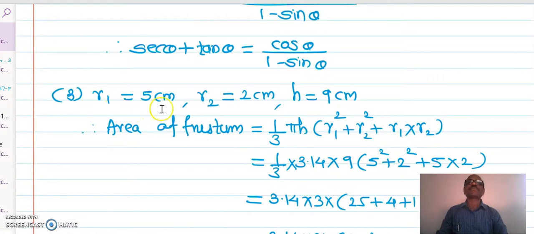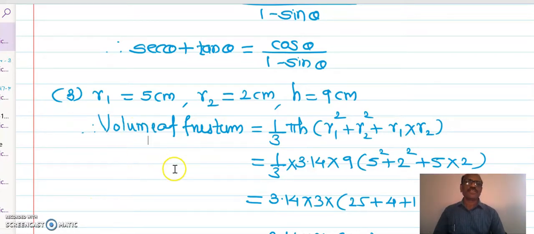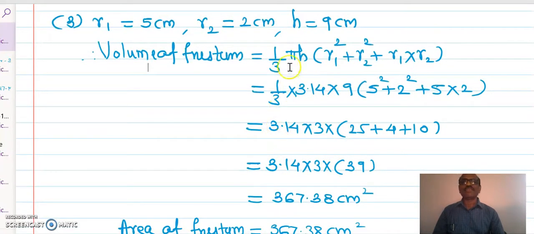Now here R1 is equal to 5 cm, R2 is equal to 2 cm, and H is equal to 9 cm. The volume of the frustum is equal to 1 by 3 pi H in bracket R1 square plus R2 square plus R1 into R2. Now substitute the values. That is 1 by 3, the value of pi is 3.14, into 9, in bracket 5 square plus 2 square plus 5 into 2.